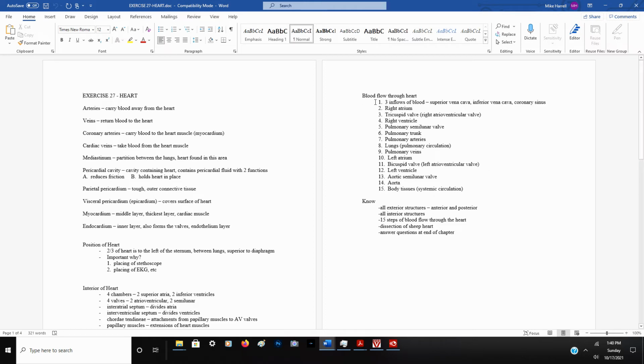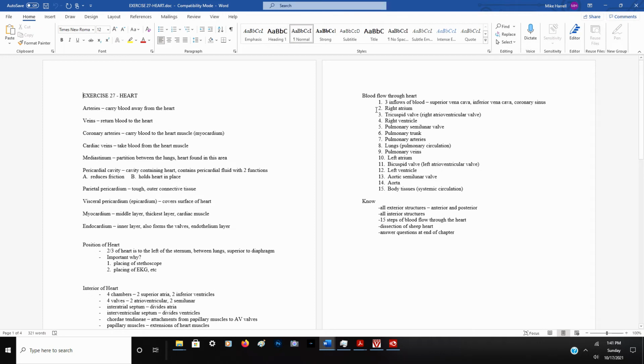Always start with the 3 inflows of blood in on the right side of the heart. So if you look inside that right atrium, which we'll see in pictures soon enough, there's 3 inflows. There's the superior vena cava that returns all blood from above your heart, the inferior vena cava that returns all blood from below your heart, and then the coronary sinus returns blood from the heart muscle itself. So that's the entire body returning all blood into the right atrium. It's that little upper chamber on the right side.